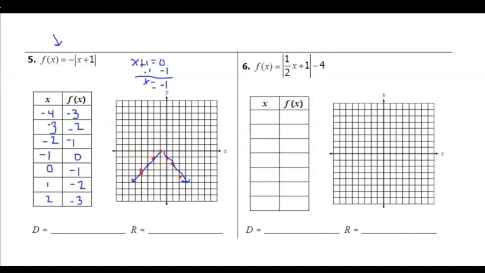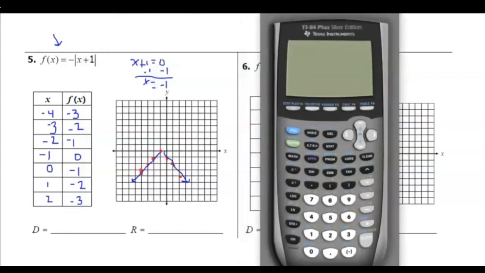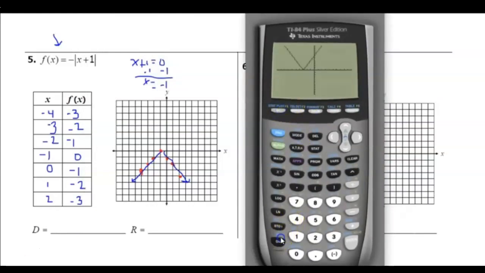All right, I found my values and I went ahead and plotted my points. And now I want to just check and make sure I did the graph correctly. Let me go ahead and use my calculator. And I'm going to go to y equals on my calculator. I'll clear out the last function.